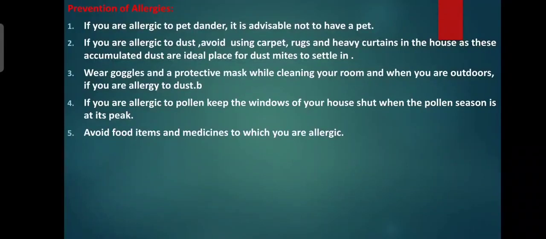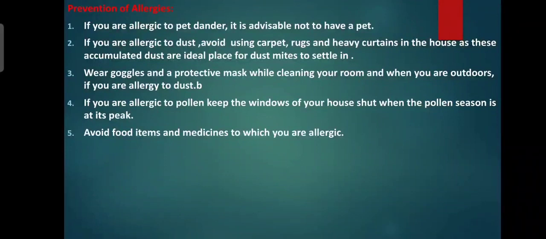If you are allergic to dust, including dust mites, avoid using carpets, rugs, and heavy curtains in the house, as these accumulate dust and are ideal places for dust mites to settle in. Also use dust mite proof covers on pillows and mattresses. Wear glasses and a protective mask while cleaning your room. And when you are outdoors, if you are allergic to dust, stay away from areas being cleaned or dusted.